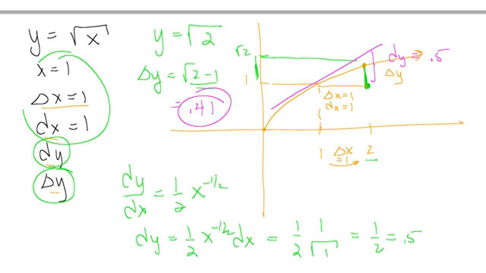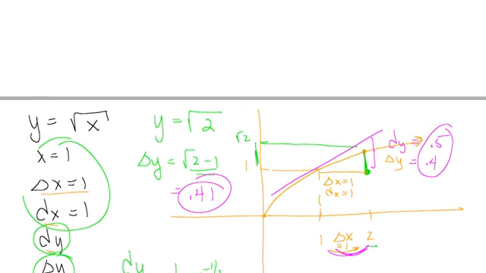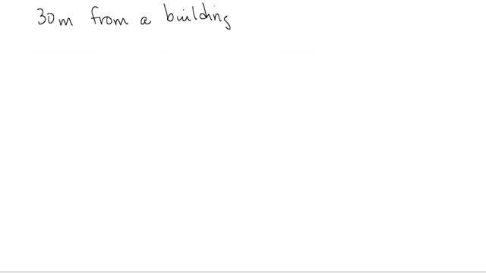0.41. So my delta y is 0.41 and my dy is 0.5. And you might argue that that is a big difference, but we've also made a relatively large jump here. So that's how all these variables are put together.